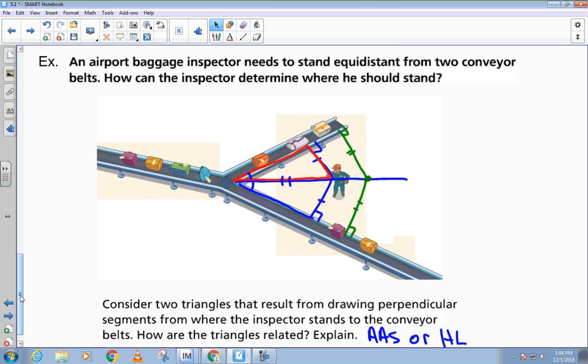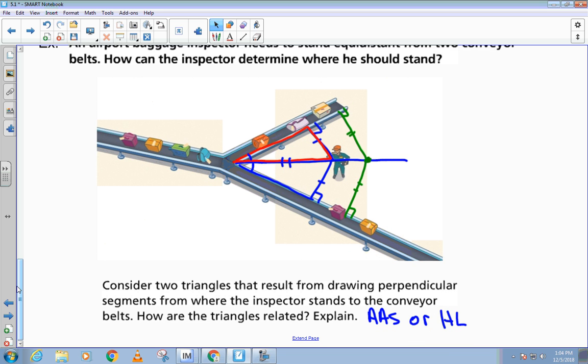All right. Any questions? Okay, I do have one more question to ask you. How do you find the area of a triangle? Base times height divided by 2. What has to be true about the base and the height? They have to be perpendicular. Okay? So the base and height have to be perpendicular to each other.